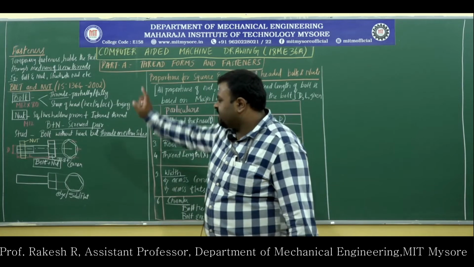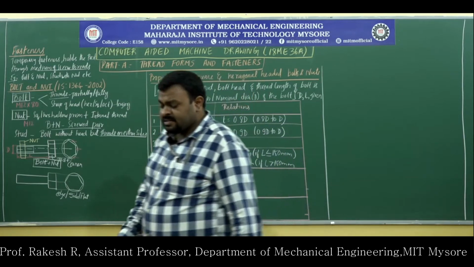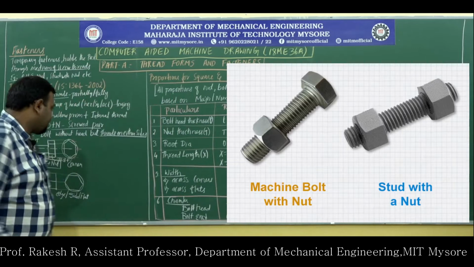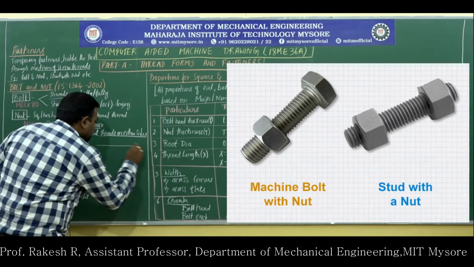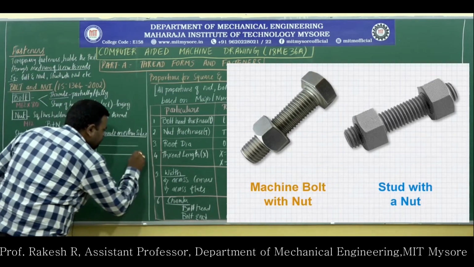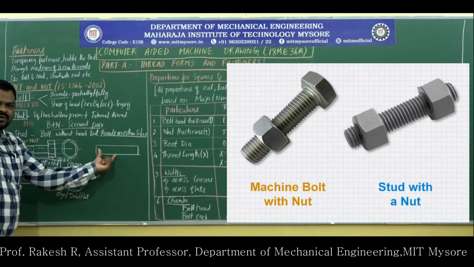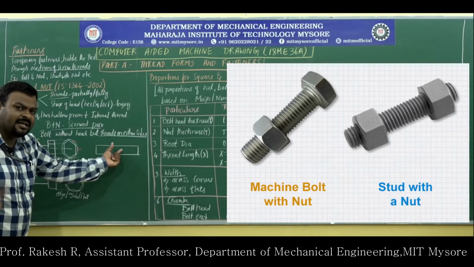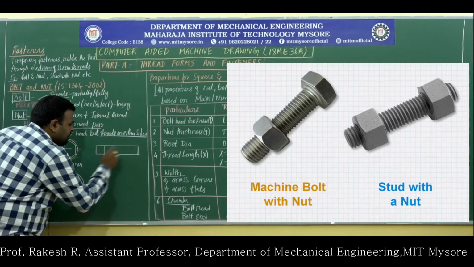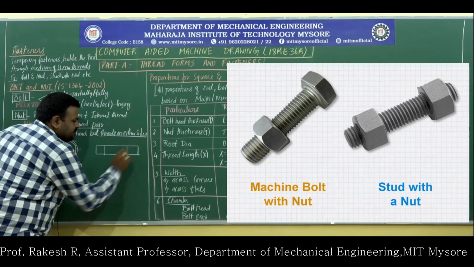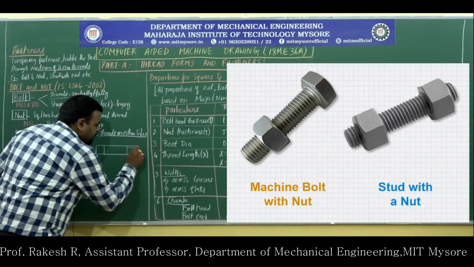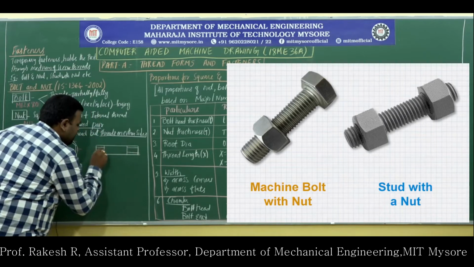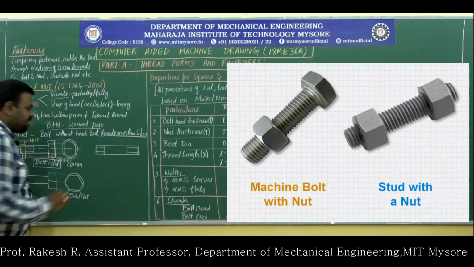Let us see what is a stud. A stud is a bolt without head. Just I will write a stud. This is a stud. There is no head, there is only a bolt, there is only a cylindrical portion, but this cylindrical portion will have threads on either side. So this is a thread portion and this is another thread portion. This is a stud.